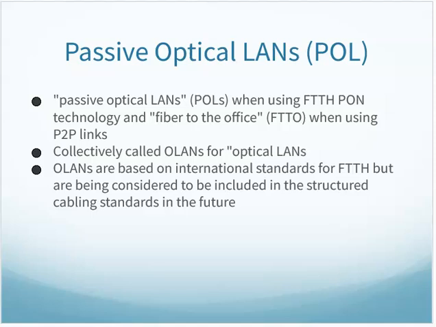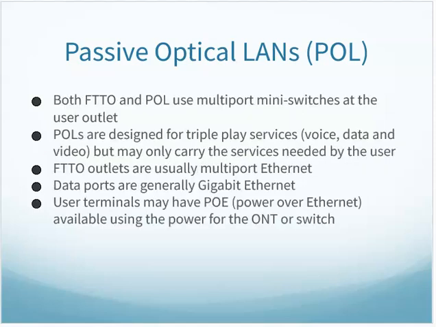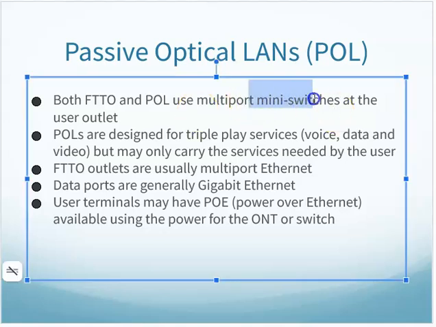So when your passive optical LANs are using the fiber to the home, they typically call it fiber to the office. That's the name used for that. Or they'll use OLANs, optical LANs, if you will. So using that, we can have the fiber optic coming from the closet out to a small mini switch at the user outlet.